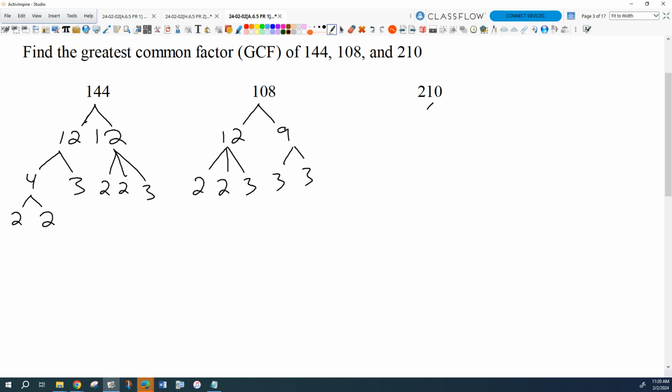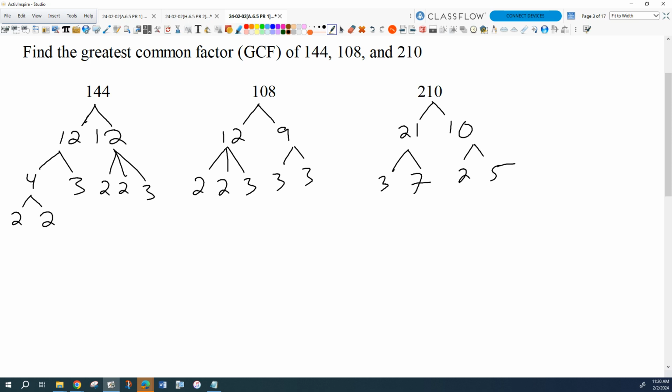How about 210? It ends in a 0, so it's pretty easy. 21 and 10. There you go. 21 breaks up into 7 and 3. 10 breaks up into 5 and 2. Okay, and that's it, right?